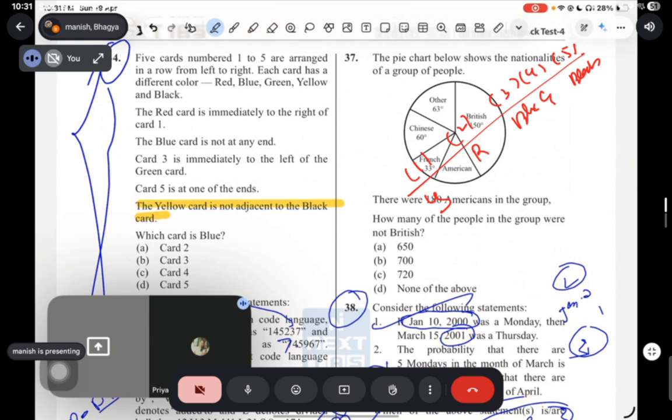You can take black card or yellow card at the end, whatever you feel like. Obviously you take black card only at the end, blue in the middle and red in the middle, and green in the middle only. Green is the fourth from the left. Card 3 is immediately to the left of the green card, so green is fourth and third is blue, the middle one.